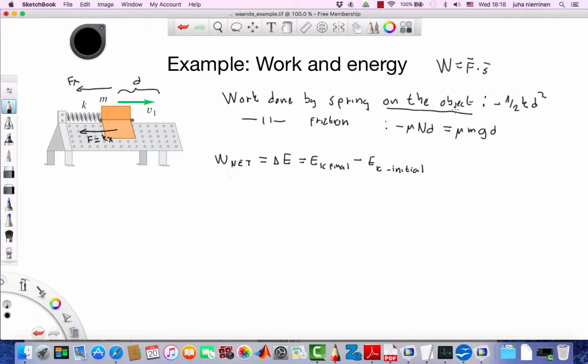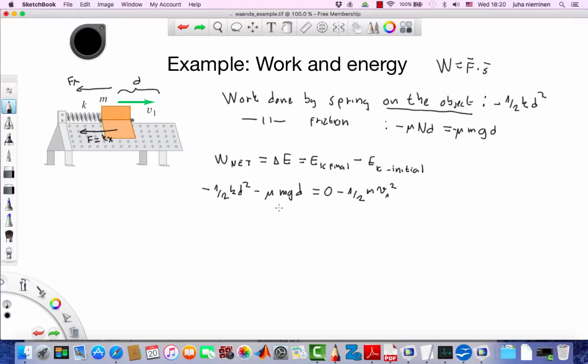So what is the net work? So it's the work done by the spring, so minus half times kd squared, plus work done by the friction, oh, of course there's a negative sign there, minus mu mg d equals the final kinetic energy, well that's 0 because it has come to a rest, and the initial velocity or the kinetic energy half times m v1 squared.